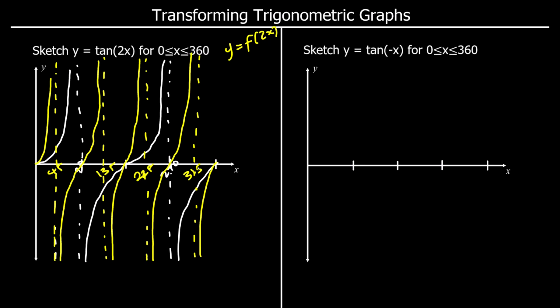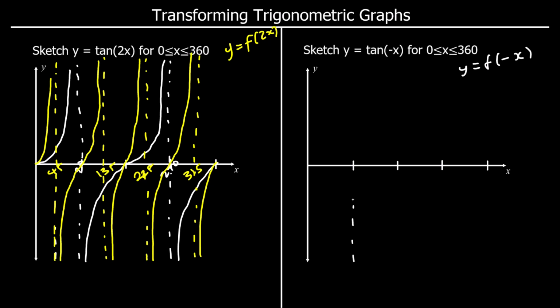And one for you to try. Sketch y equals tan of minus x, again for 0 to 360 degrees. So that's the same as y equals f of minus x. It's inside the bracket, so it changes the x, and all the positive x's are going to become negative. All the negative x's are going to become positive.